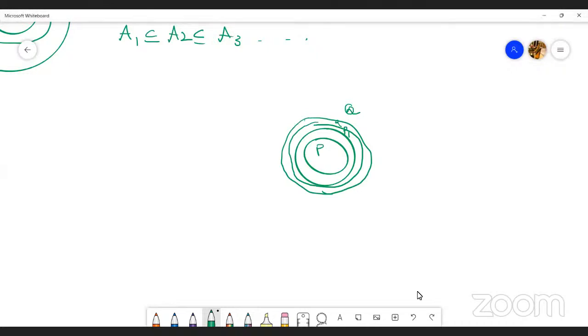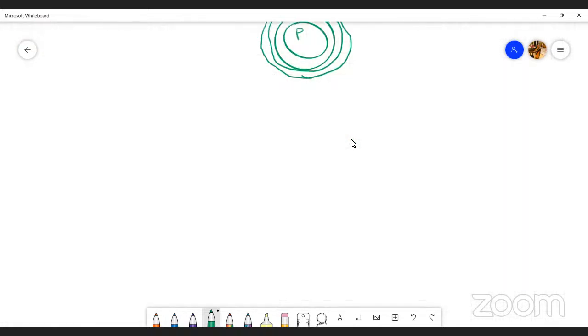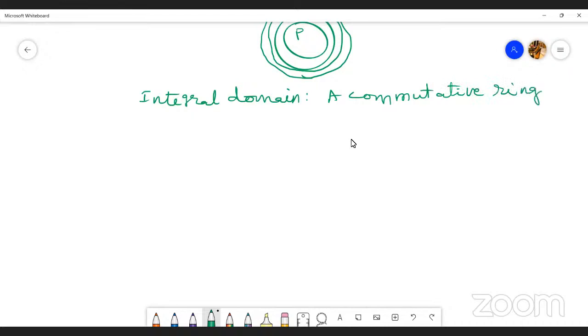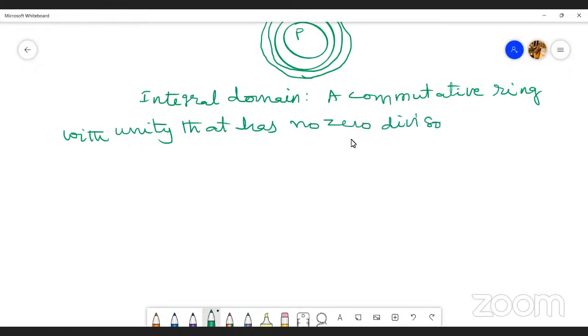Students, last class I discussed integral domain. What is an integral domain? An integral domain is a commutative ring with unity that has no zero divisors. A commutative ring with unity that has no zero divisors is called an integral domain.